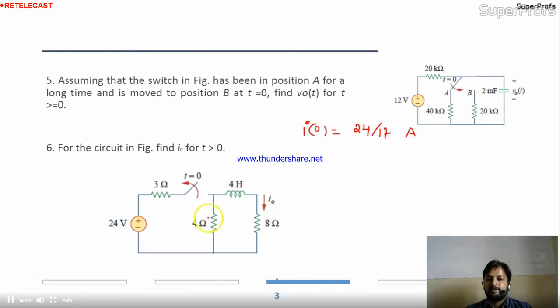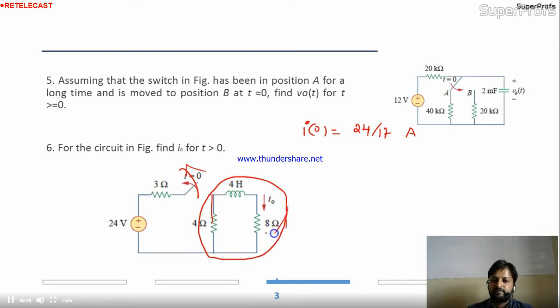Now you need to take I infinity. Now you will open the switch. Now in this circuit you are having a source-free RL circuit. What will be I infinity? Yes, it will be 0 because at t equal to infinity, the entire stored current will be drained through the resistances. Okay, so it will be 0.